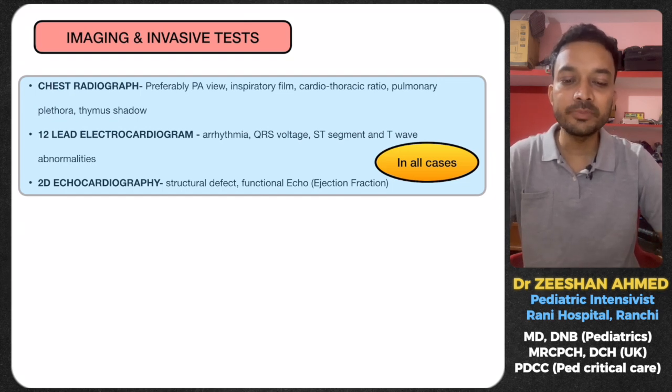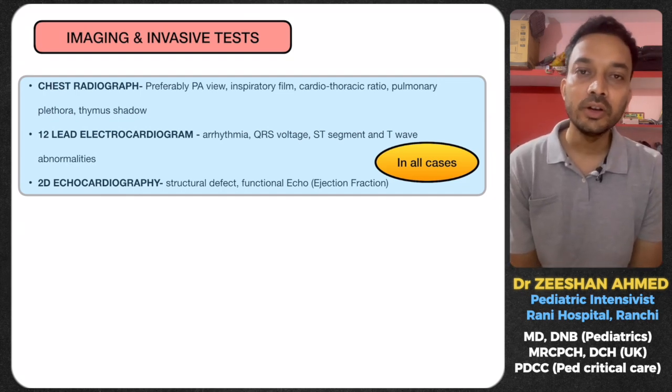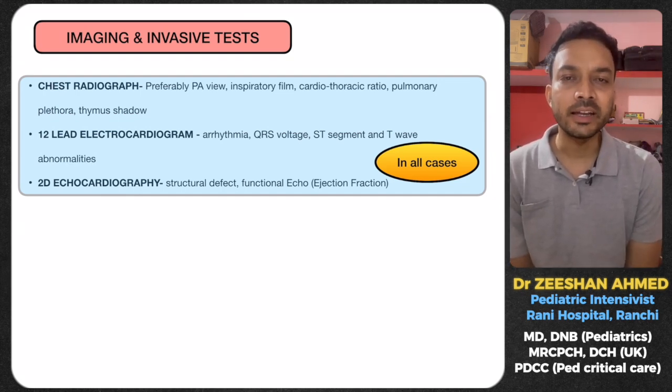A 12-lead ECG should always be done to detect any arrhythmias. Especially we should look for the voltage of the QRS complex and any ST and T wave changes, which are very common in viral myocarditis or myocarditis due to any cause.